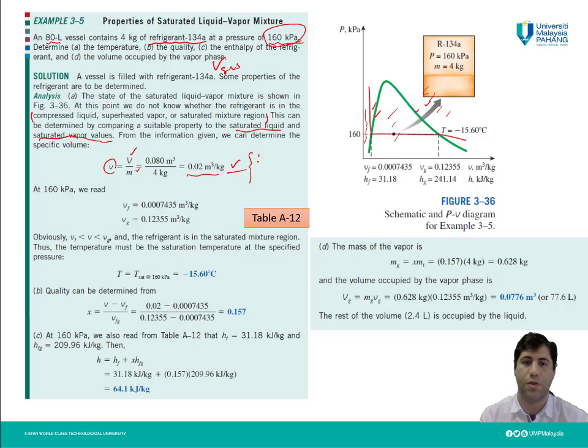So P is 160 kilopascal and V is per kilogram. But still we don't know in which region this state is. I mean this point which is already shown here, we don't know where the place for that is. How can we determine that?